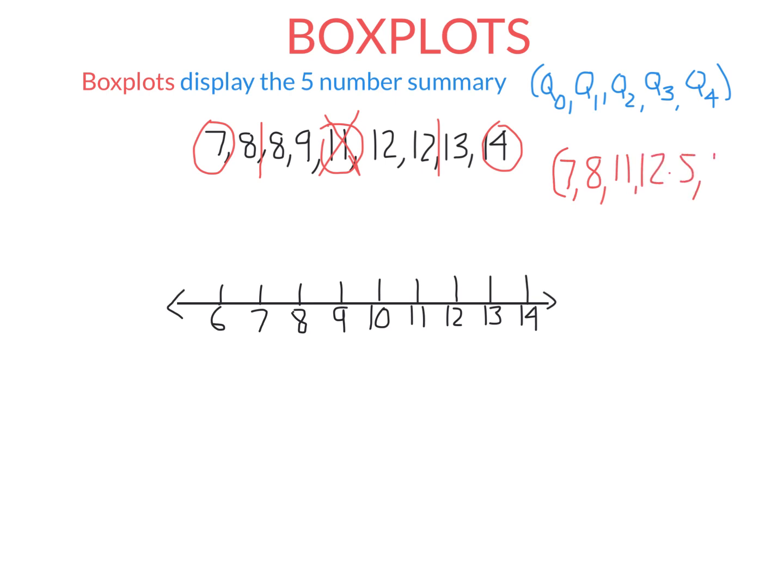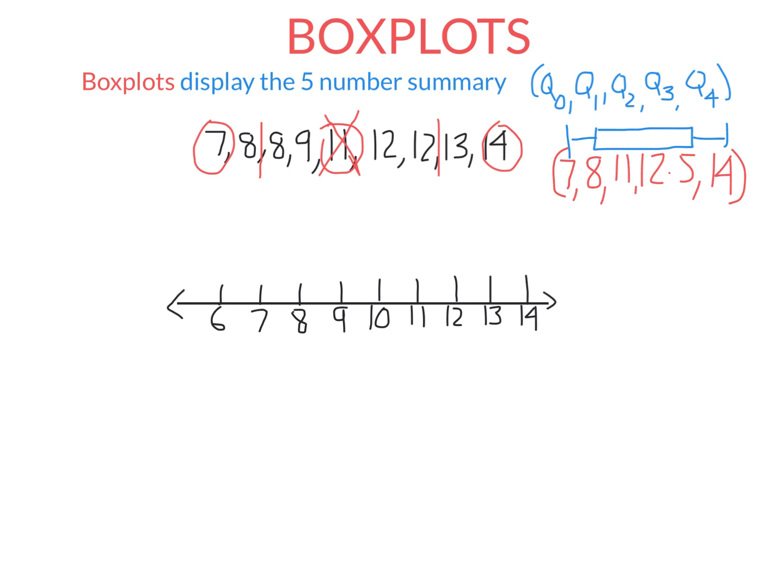We are going to display these using a box plot. Its actual proper name is box and whisker plot. The reason is it has a box and whiskers. You actually draw a box around Q1 to Q3, and then you extend whiskers to the maximum and the minimum.